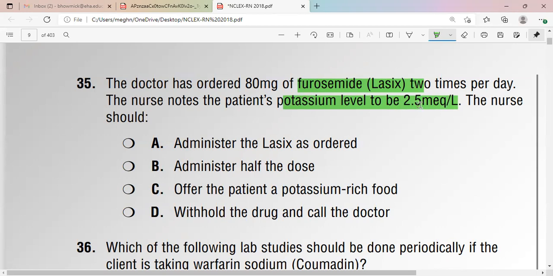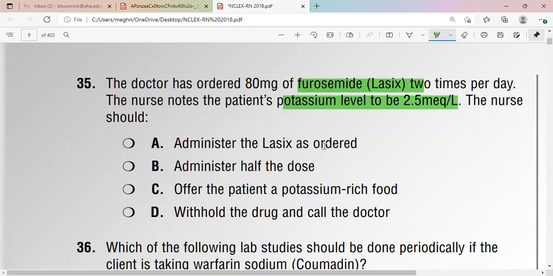So it is less. So what should the nurse do? Number A, administer Lasix as ordered. B, administer half dose. C, offer the patient potassium-rich food. D, withhold the drug and call the doctor. Don't forget, we are RN, registered nurse, or LPN, so I do not have the right to reduce the dose to half of the dose.